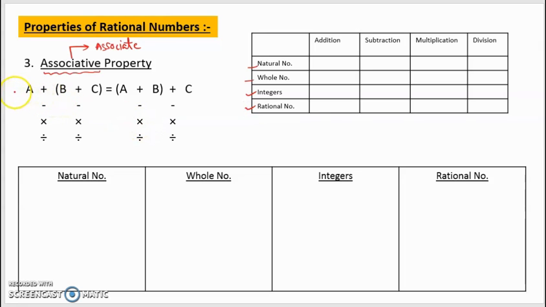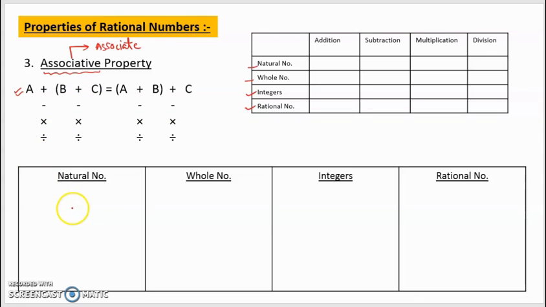As you see, mathematically it can be represented this way. A, B and C are any numbers from any of the systems. On LHS, B and C are associated first and the result will be added to A. On RHS, A and B are associated and then the result of this bracket will be added to C. And then we have to check for different operations as well. So let us see one by one.